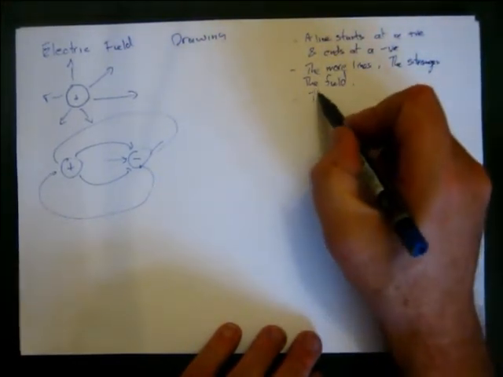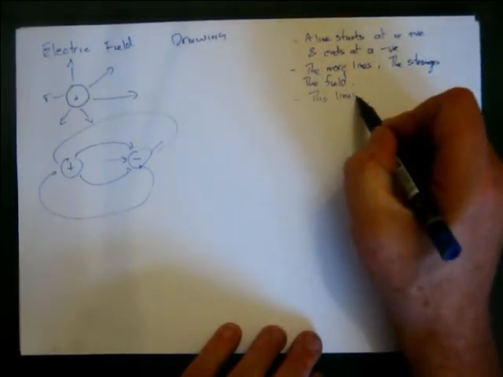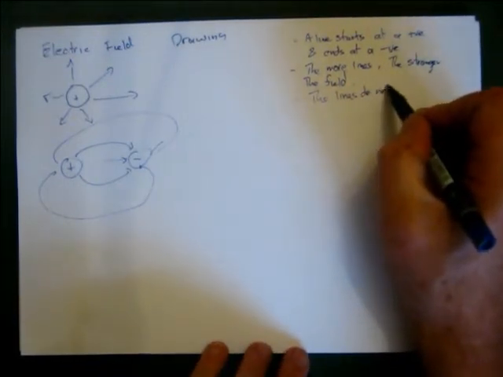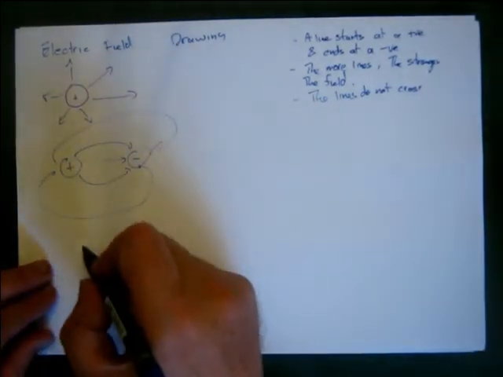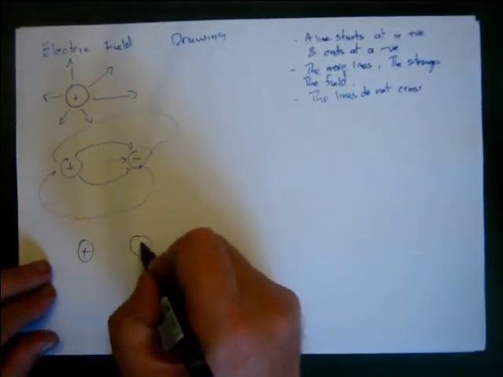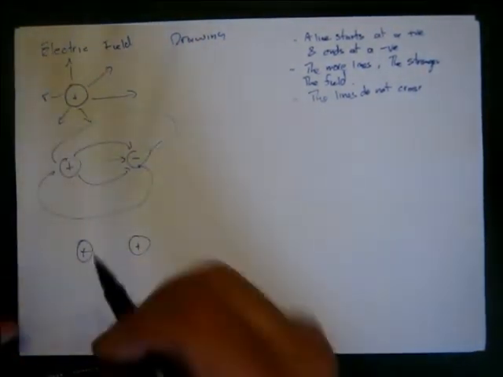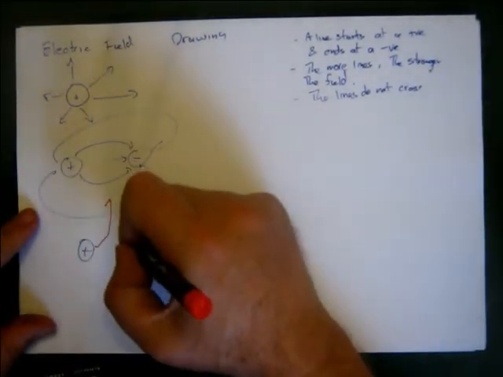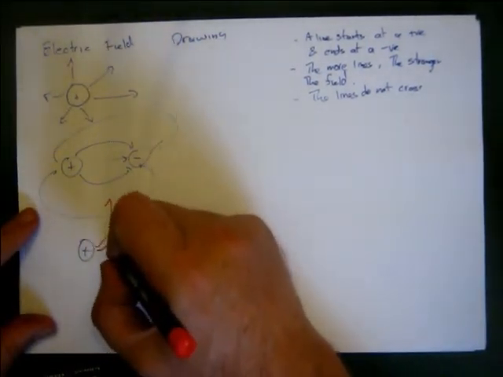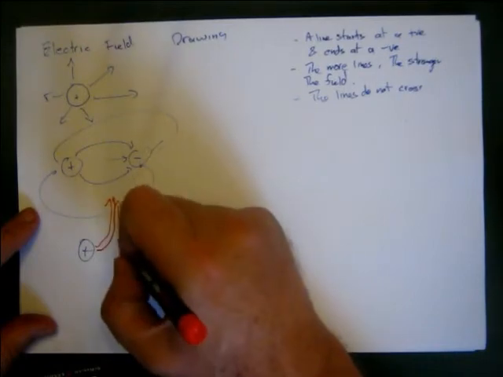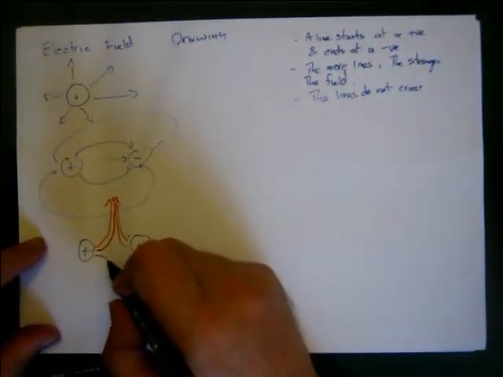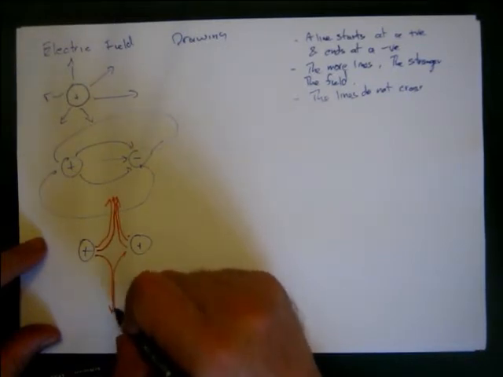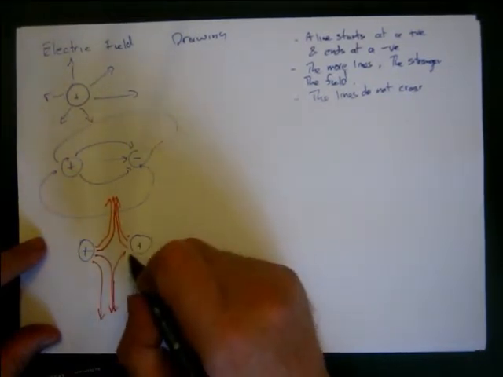Okay, the lines do not cross. So if I have, for example, 2 positive charges, I'll use red to avoid confusion, these lines will approach, but they will not actually cross. And they don't technically touch either, it's just my draftsmanship is a bit awful.